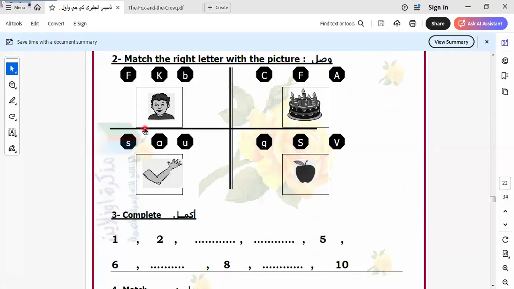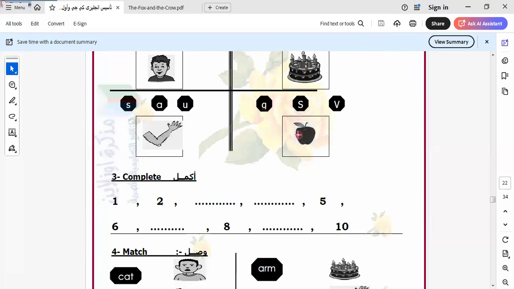Let's go to another one here. What is this? This is boy. So the boy started with which letter? Letter B. Cake with letter C. Apple. Here is apple. Here is apple. Here is a mistake. It will be A, not G. I think this is A, not G. Okay, so I select A. Here is A, F, and V, because apple started with A. Here is arm. Okay.